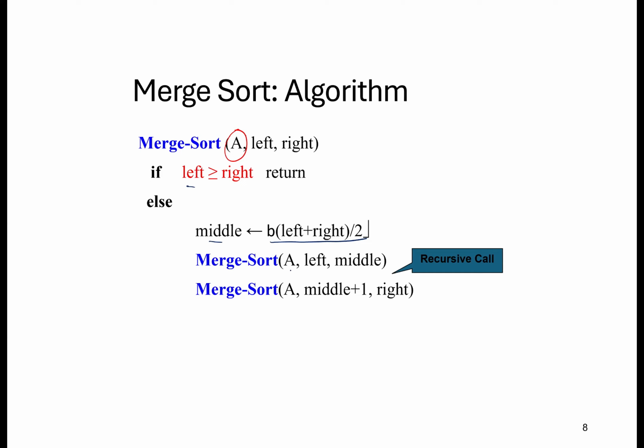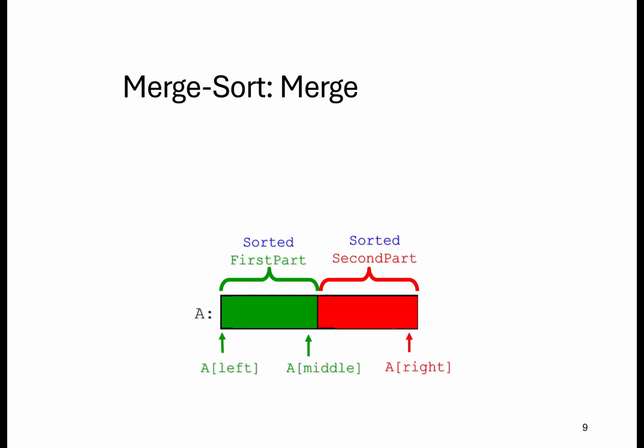And then the array is now divided into two parts, right? So we call merge sort on both the parts. The first part starts from the left index up to the middle index. The second part starts from the middle plus one index up to the right index. So we recursively call the merge sort on the left and the right part, and then we merge them. Okay, so this is the simple recursive algorithm for merge sort.